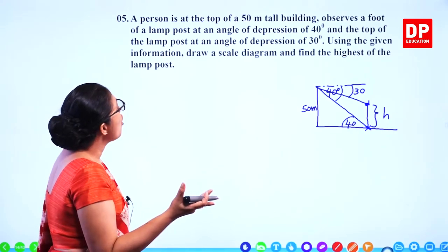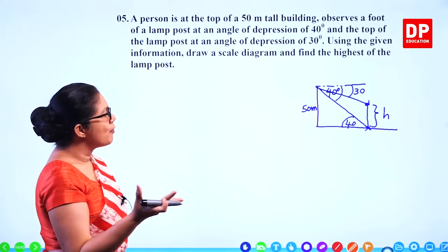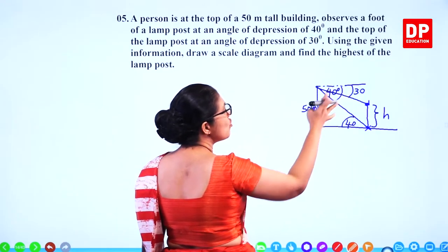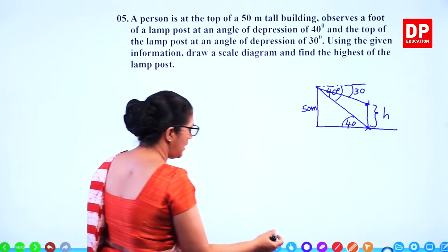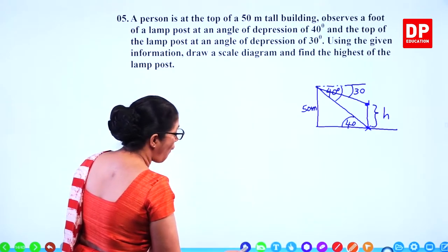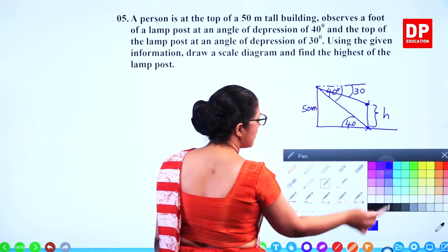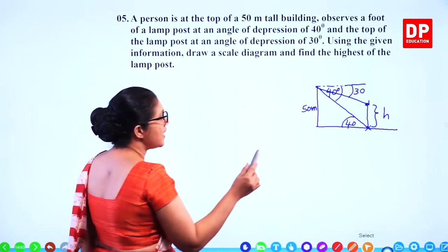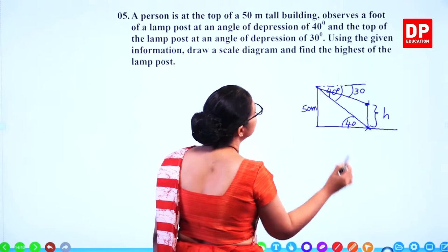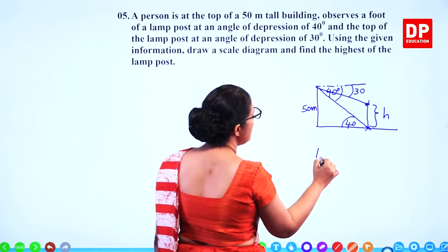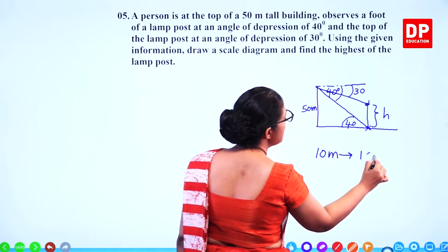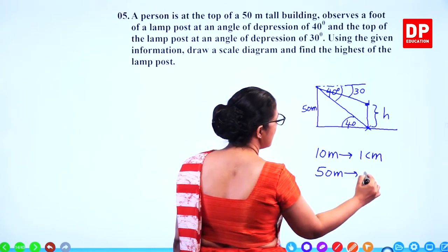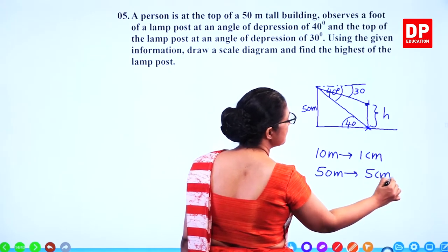Now, to draw the scale diagram, you need the ruler. We can take the protractor to measure angles and we'll draw it. You have to select a scale. What's the scale you can take? 50 meters are there, so I'll take 10 meters to represent 1 centimeter. That means for 50 meters I have to take 50 divided by 10, 5 centimeters length.